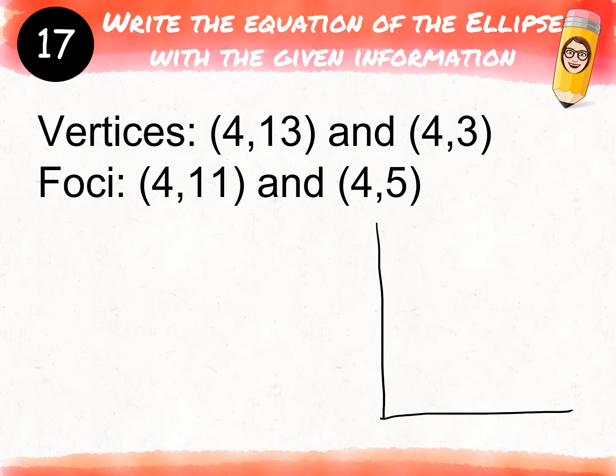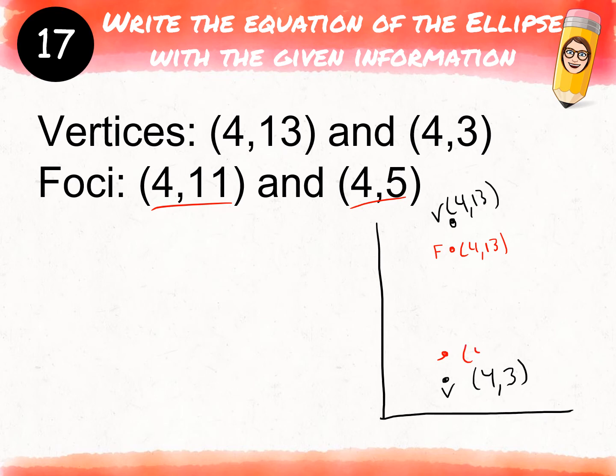I have 4, 13 is a vertex, and I have 4, 3 is a vertex. So that means that the major axis is the y-axis, it's vertical, right? The foci are at 4, 11. Well, that makes sense, right? I'm getting this image in my mind, and 4, 5. Oops, I don't know why I put 13 over here. Sorry about that. That's 4, 3.